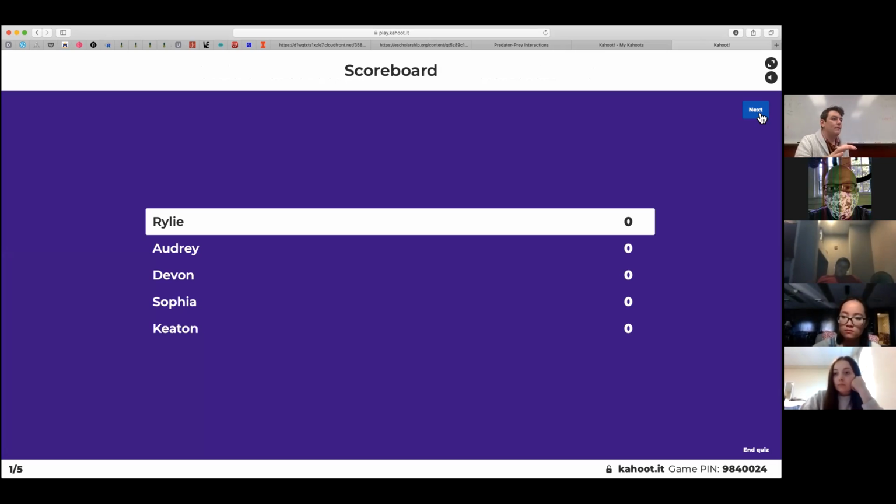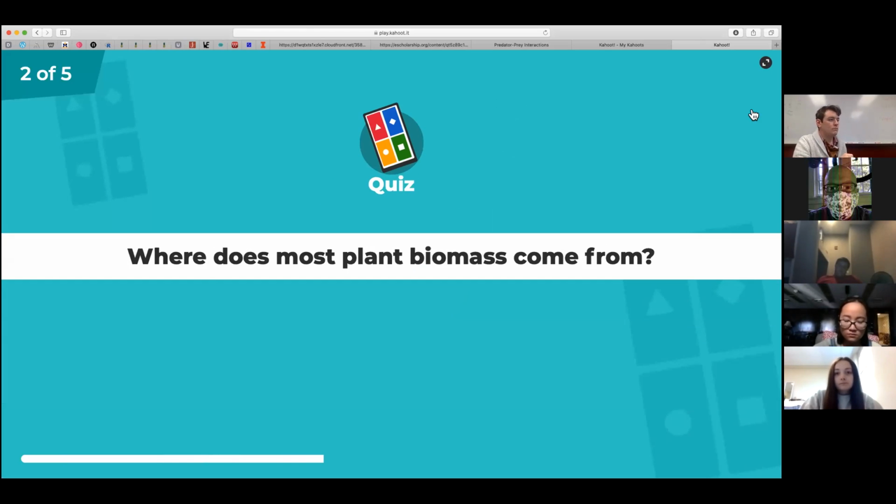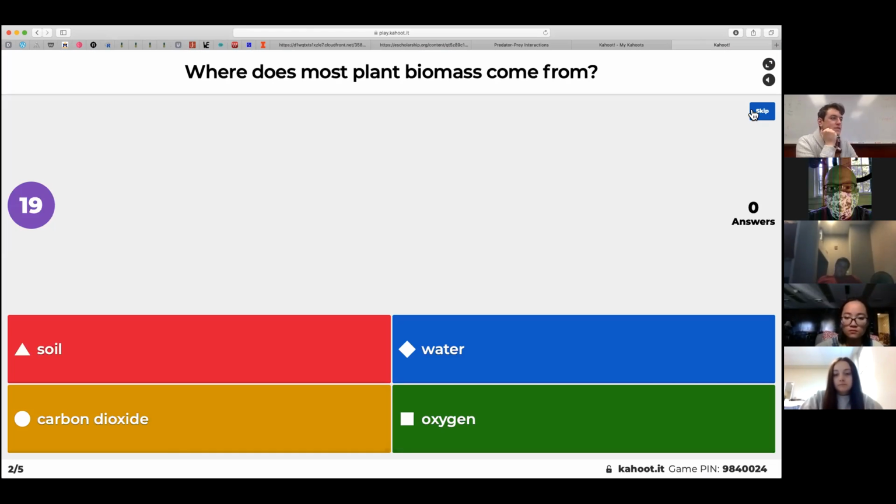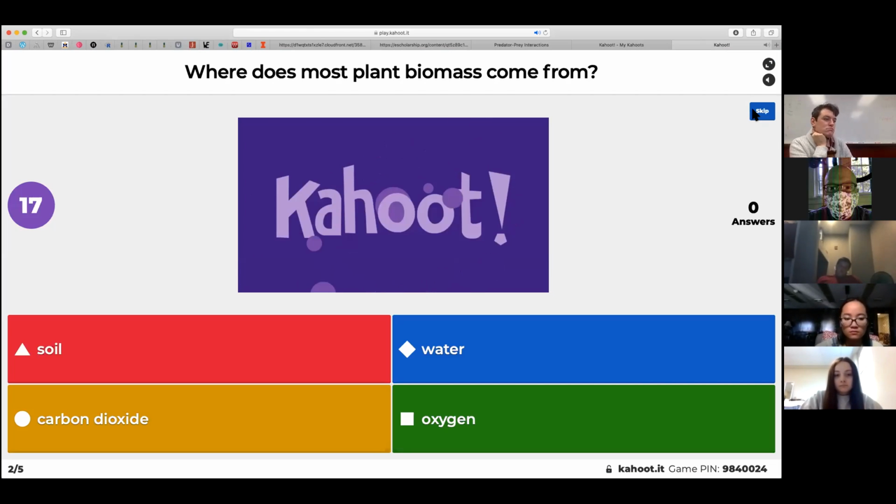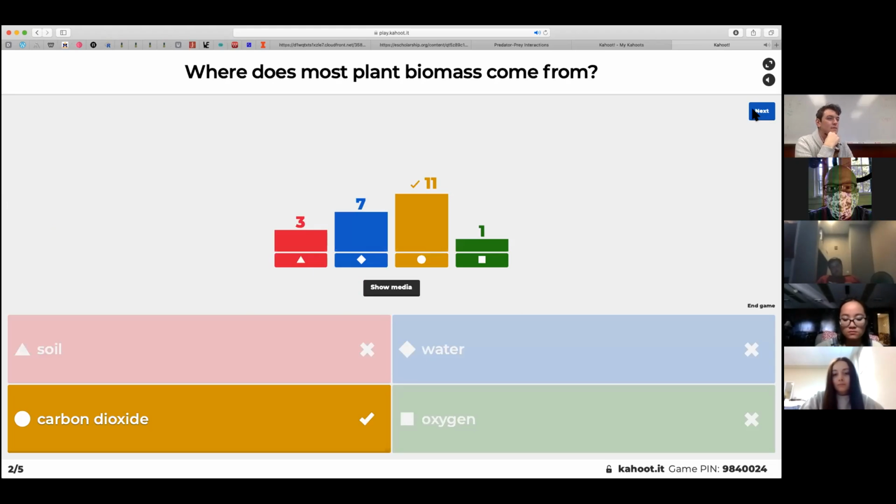All right, next one. Where does most plant biomass come from? Where do the plants get it from? Nice, good. Most of it comes from carbon dioxide.